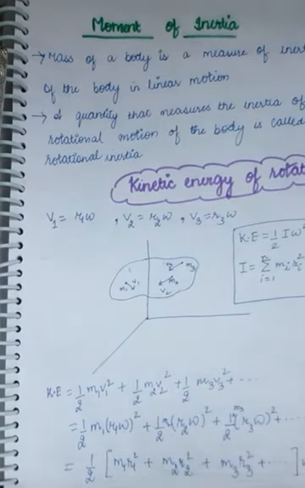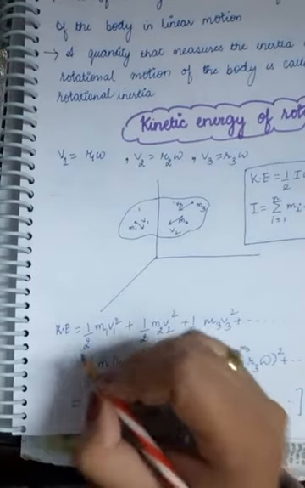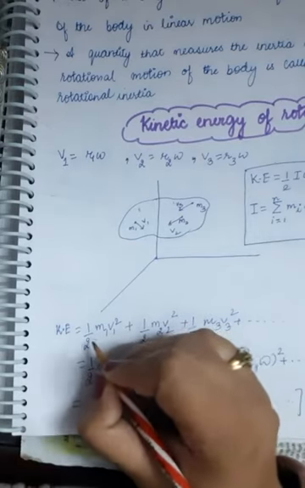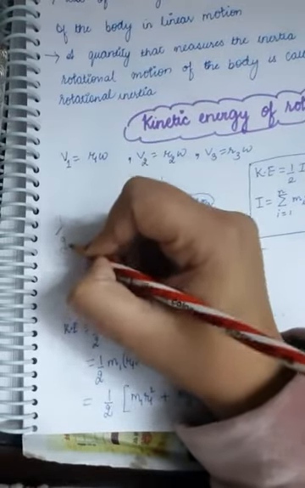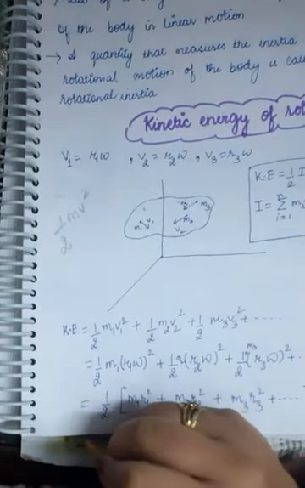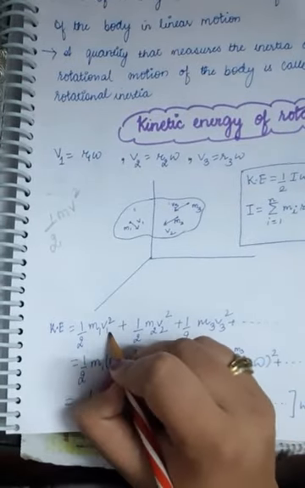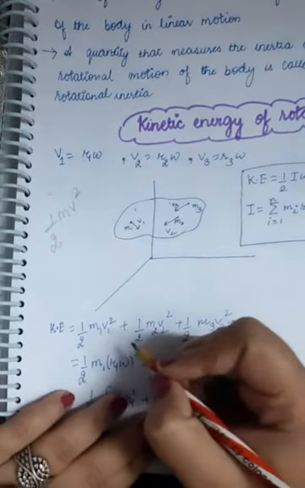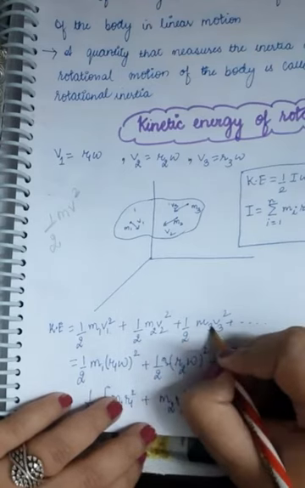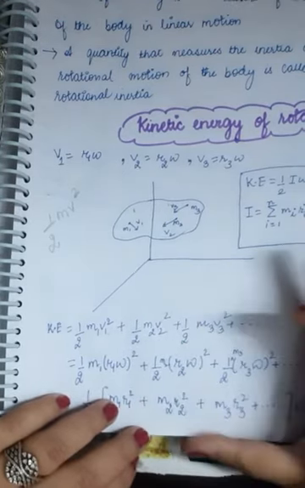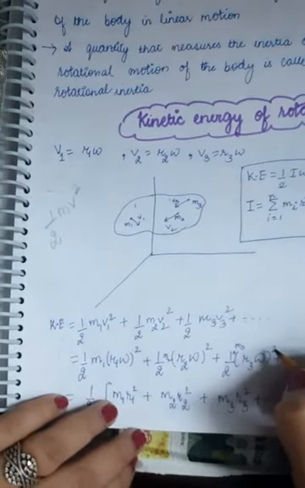So how do we calculate the kinetic energy of all the particles which are moving? The kinetic energy of the first particle will be half m1 v1 square. Otherwise, kinetic energy is half mass into velocity square. But when you talk about the first particle, it will be half m1 v1 square. For the second particle, it will be half m2 v2 square, then half m3 v3 square, and so on. But this expression has been written in terms of linear velocities.